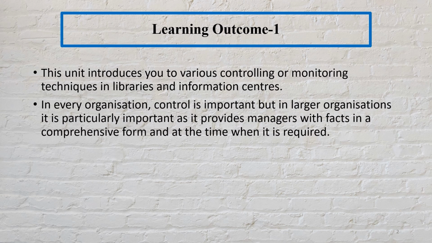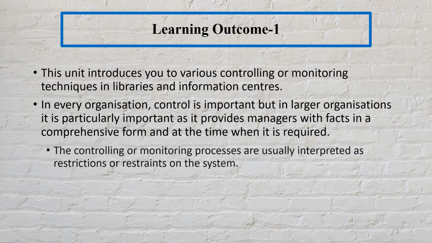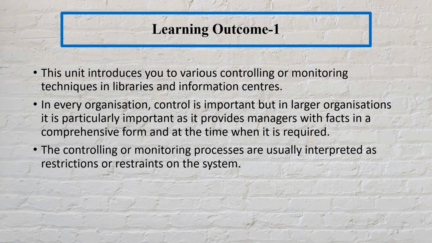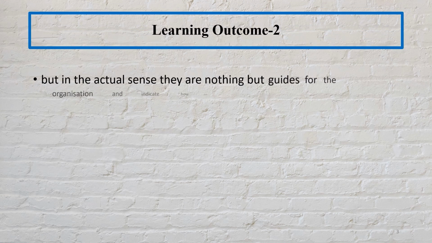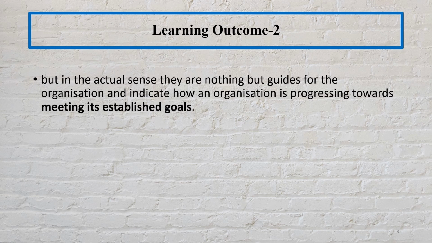In every organization, control is important, but in larger organizations, it is particularly important as it provides managers with facts in a comprehensive form and at the time when it is required. The controlling or monitoring processes are usually interpreted as restrictions or restraints on the system, but in the actual sense, they are nothing but guides for the organization and indicate how an organization is progressing towards meeting its established goals.